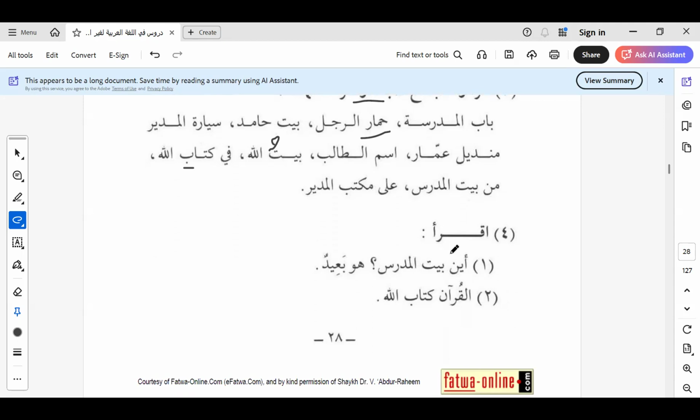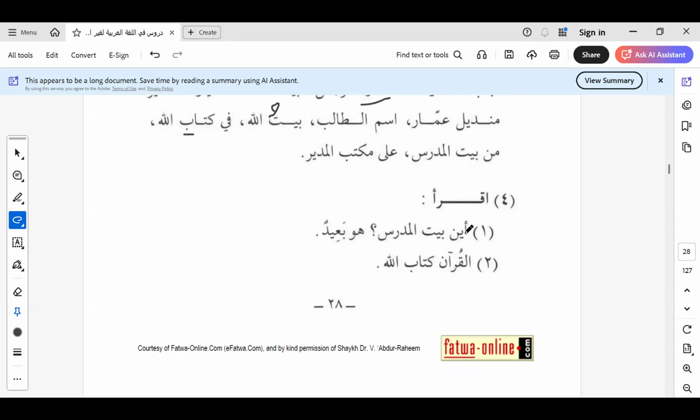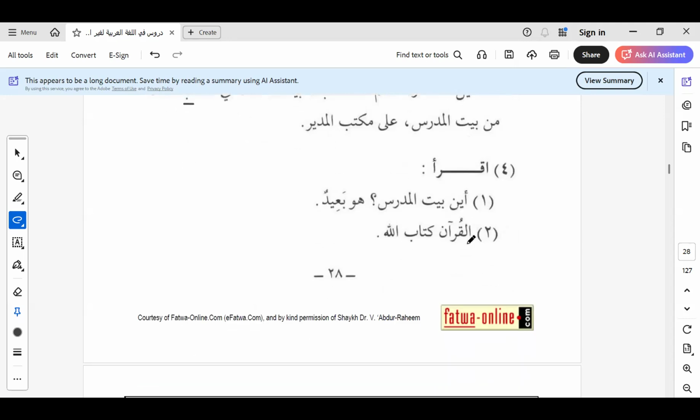So now we have a question, some expressions here. Iqra. The instruction is that you read. Aina baytul mudarrisi. Aina baytul mudarris. And the response is huwa ba'id, meaning it is far. And number 2, we have Al-Quran. Yeah, can someone read this?